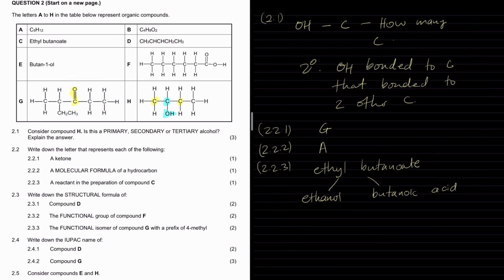F is a carboxylic acid. However, F has 1, 2, 3, 4, 5, 6 carbons. So that's not going to be the option. However, if I look at option B, it is C4H8O2. So C4 meaning there's four carbons, and O2 indicating that there's two oxygens. Carboxylic acids have two oxygens, and so the option I'm going to go with here is B.